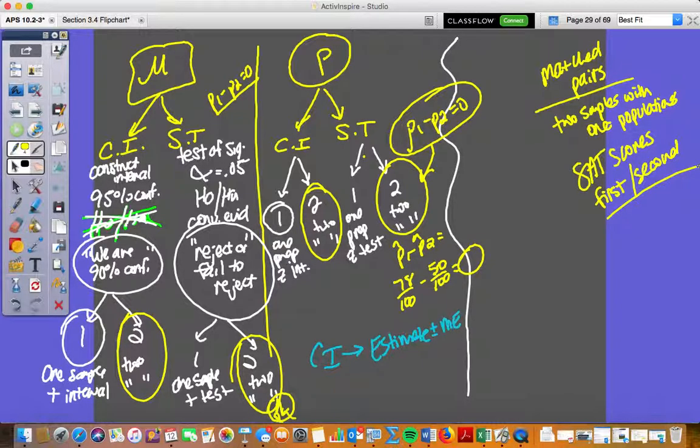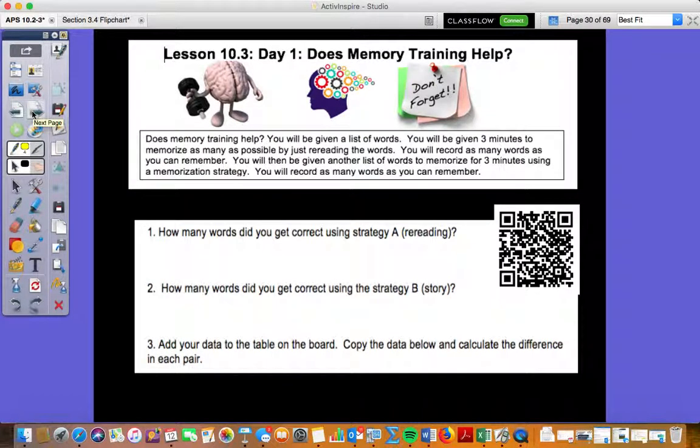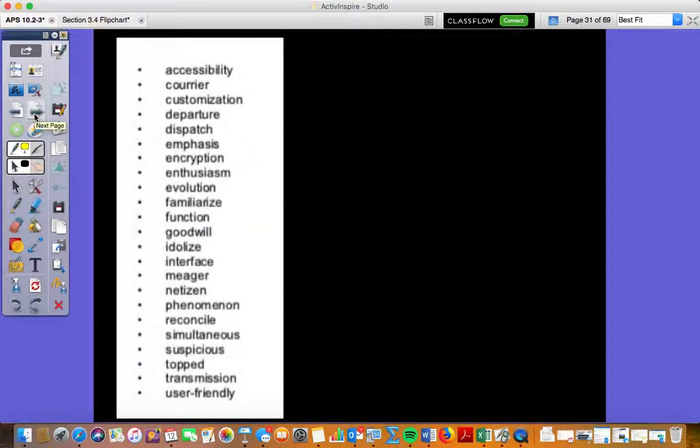All right, to kind of help with this, we're going to have some fun with it. I'm going to give you a minute, and I want you to memorize these terms, okay? The words that you see behind me. You have 1 minute to memorize as many as you possibly can, okay? You cannot write these down. Are you ready? Set. Go. Memorize them.